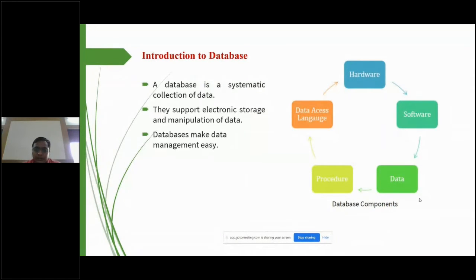So we need hardware, software, data, procedures, and a data access language. Languages we can discuss include C, C++, and Java. So these are the database components we require. Hardware means what? We need desktops, hard disks, computers, laptops, and software. We are using Windows and various iOS-based software. There is the data which we are managing, and various procedures we are assessing and analyzing. These are all the procedures and languages by which we are processing this.